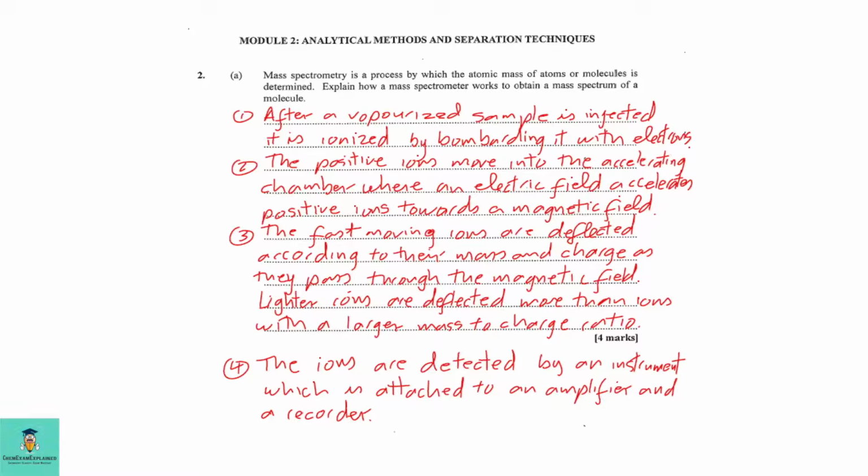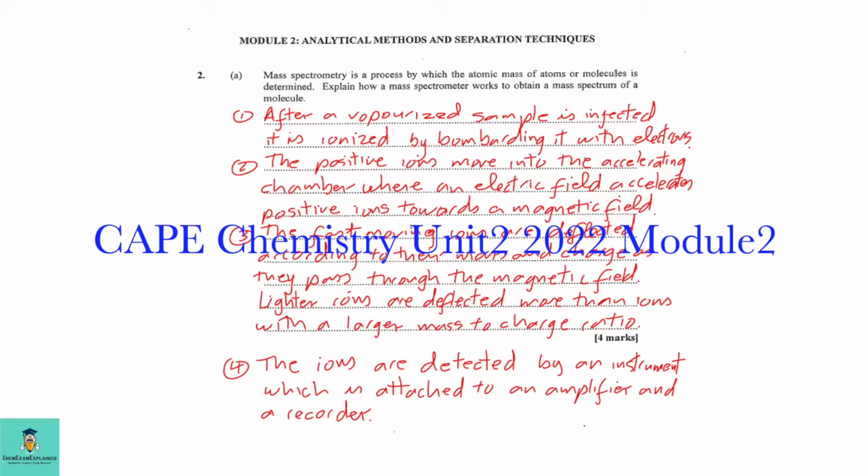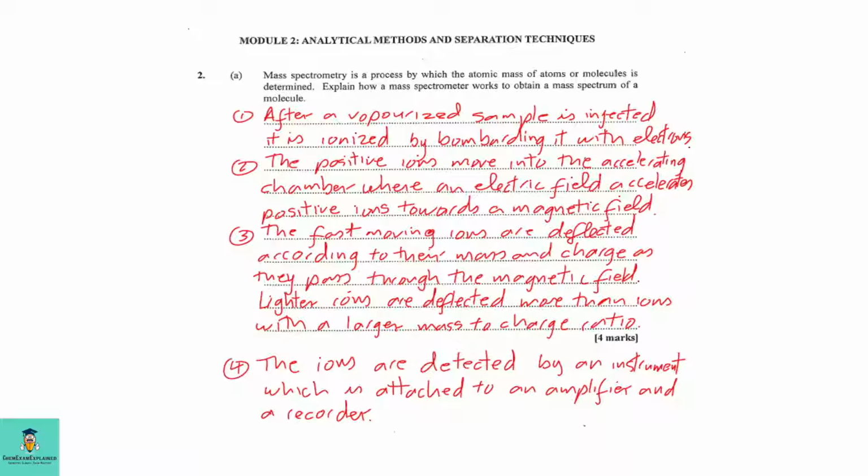In today's video, we will be looking at CAPE Chemistry Unit 2, 2022, Module 2, Analytical Methods and Separation Techniques. Let's go. So this is Module 2, and we're looking at question 2. Mass spectrometry is a process by which the atomic mass of atoms or molecules is determined. Explain how a mass spectrometer works to obtain a mass spectrum of a molecule. Let's start with the steps.